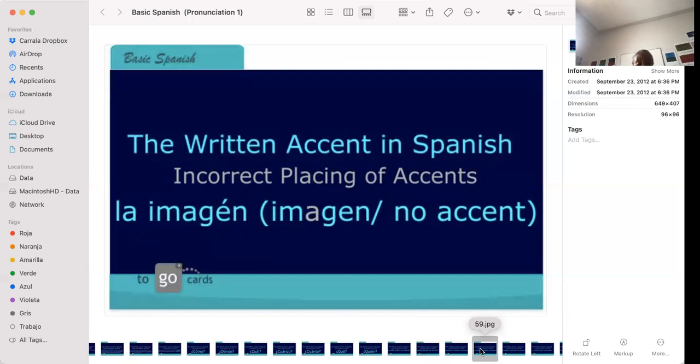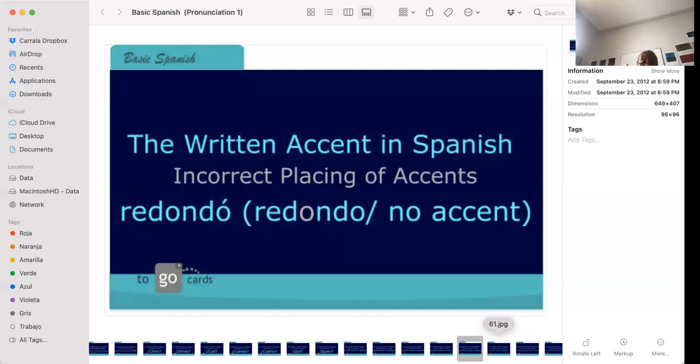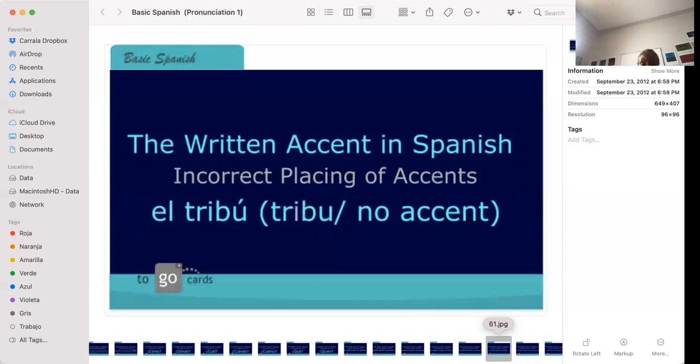Here, let me see if I can do this right. Imagen versus imágen. Imagen is the correct pronunciation. Imágen is the incorrect pronunciation. Redondo is the correct pronunciation. Redóndo is the incorrect pronunciation because I put an accent there. And so it tells me that this word does not follow the rule. It does. And it tells me that the accent is at the end of the word. No, it's not. It's in the next to the last syllable. Okay, so el tribu, tribu.